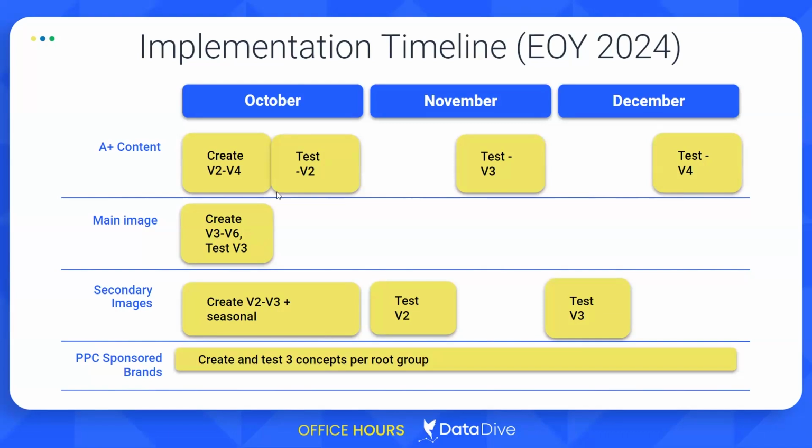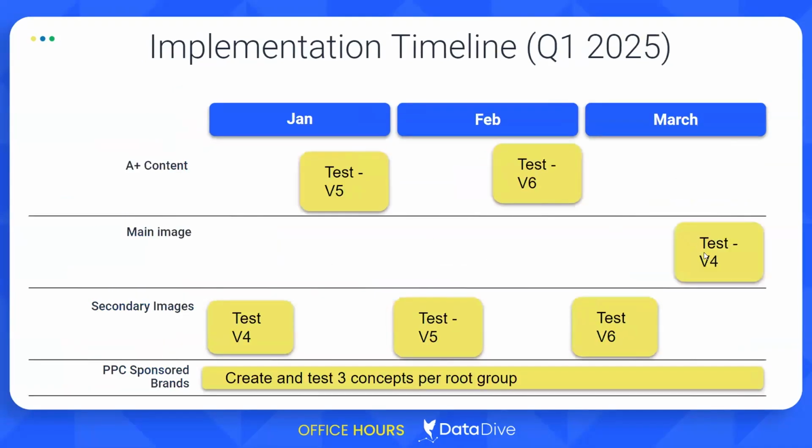This is real world what we're doing for that case study with Share It Studio. Right now, what we're doing is we're creating version 3 through version 6. We're currently testing our main image version 3, and then we're going to move on to test V2 of our A+ content, then test V2 of our secondary images. And basically, by the time we get to the end of Q1 of next year, we're going to have tested 6 different modules of A+ content and secondary images, and then we'll move on to test our 4th version of our main image.